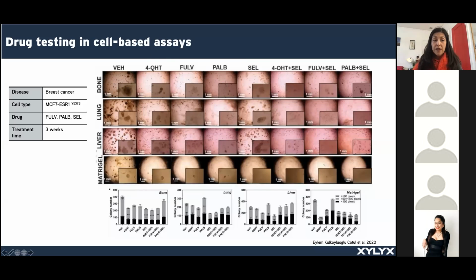We observed how 4-hydroxy tamoxifen, 4-HT, was effective in reducing the colony number in the Matrigel. As you can see, I'm not sure if it's too small for you. However, they show more resistance when they are in the liver and lung matrices. So again, all this data supports the fact that the cells will respond differently according to the environment they are seeded in, and also they will respond differently according to the drug and if they are organ-specific metastasis.